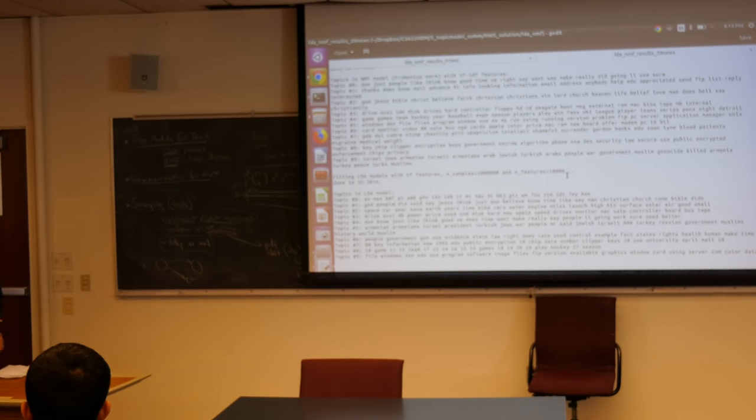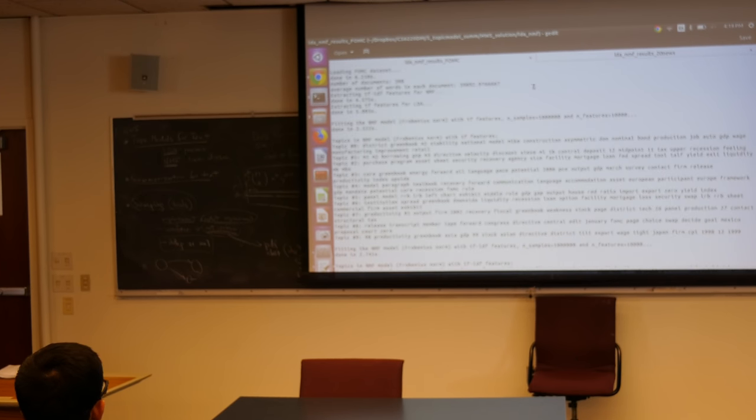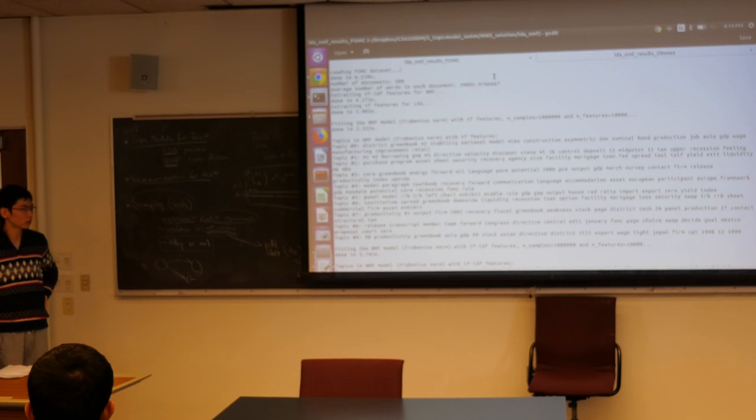Yes, but it's very helpful to get a better result. I mean, if you cannot get a good result, you can try this. I tried to run these two models on another data set, which is the FOMC data set. These documents are meeting transcripts, so people group together to talk about monetary policy.